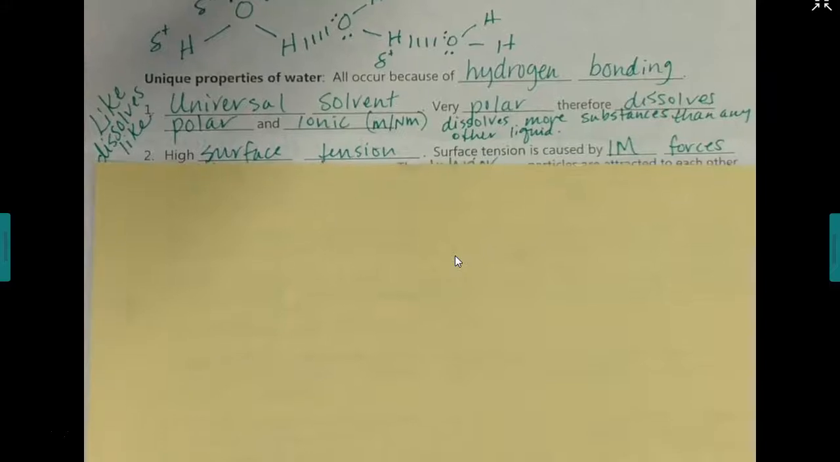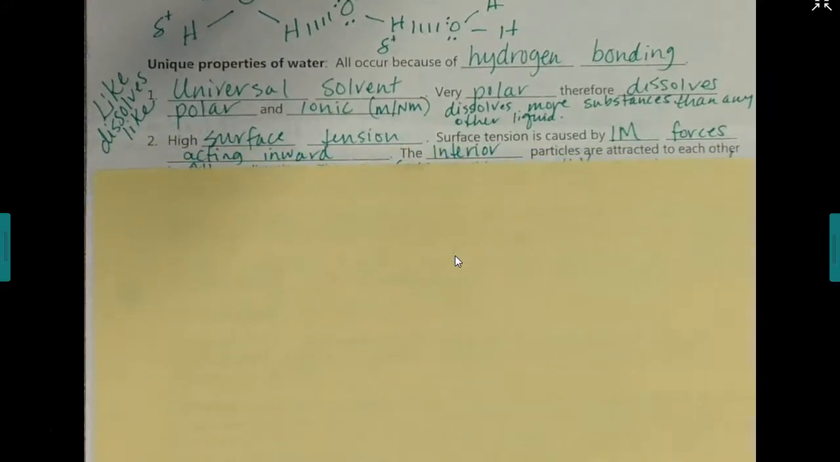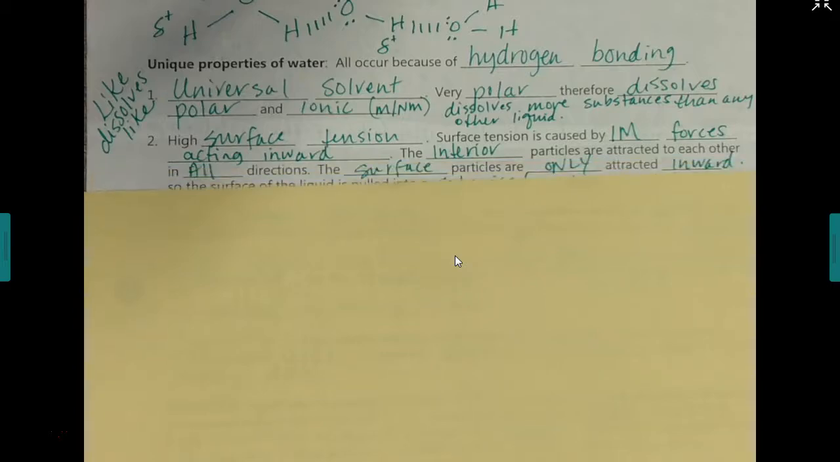So it has a high surface tension. This surface tension is caused by those intermolecular forces that act inward. The interior particles or molecules are attracted to each other in all directions. The surface particles or molecules are only attracted inward, so the surface of the liquid is pulled into a spherical shape. And you saw that on the wax paper yesterday.